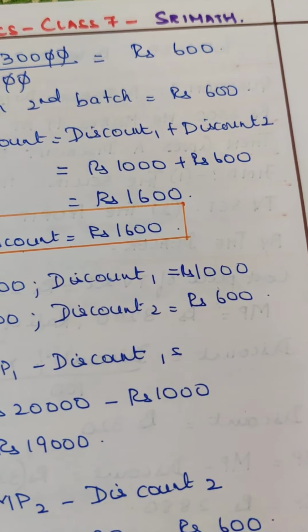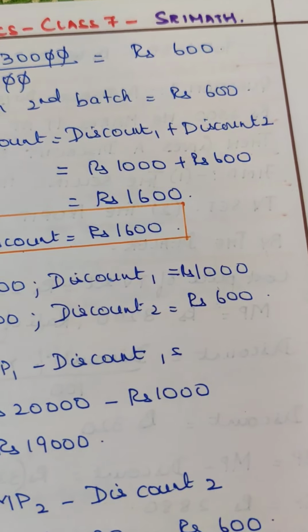Hope this is clear. Let's move on to question number 7. A dealer buys a TV set for rupees 2,500. He marks it at rupees 3,200 and then gives a discount of 10% on it. Find the selling price of the TV set, the profit percent made by the dealer.